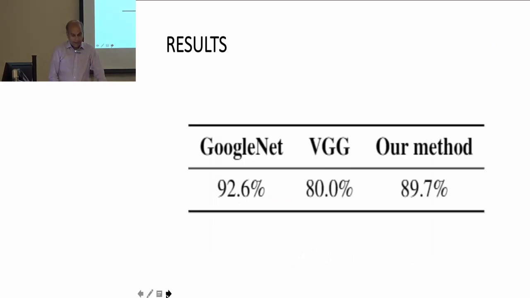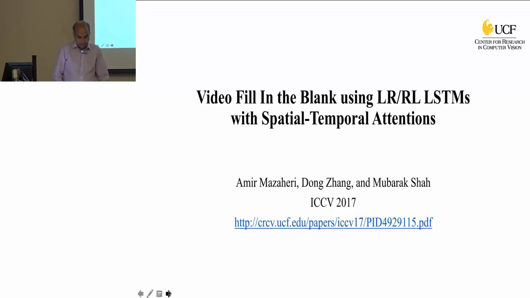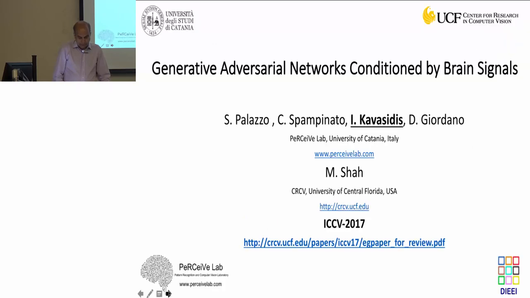And we can compare that: if you use visual images, we get about 92% or so. But if you use the corresponding EEG feature, we can come close to that, which is pretty good. So it means the EEG feature is computing some kind of very equivalent information about the visual features, which is good.